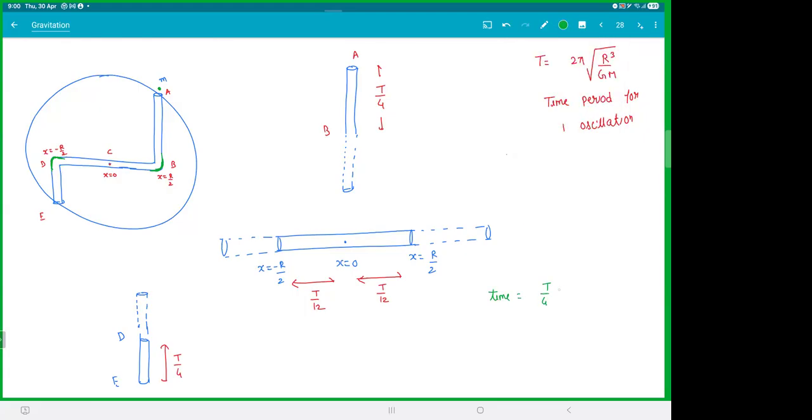will be T by 4 plus T by 6 plus T by 4. That would be T by 2 plus T by 6, which is 2 by 3 T. And T is nothing but 2 pi. So that's 4 pi by 3 root over R cube by GM.